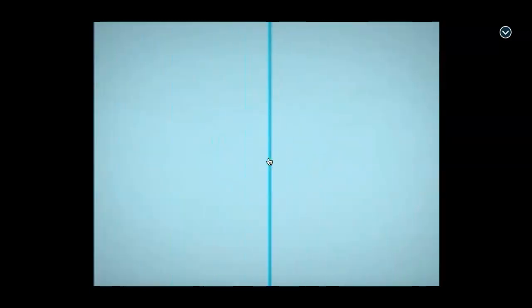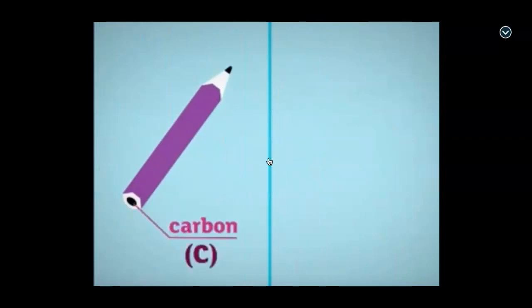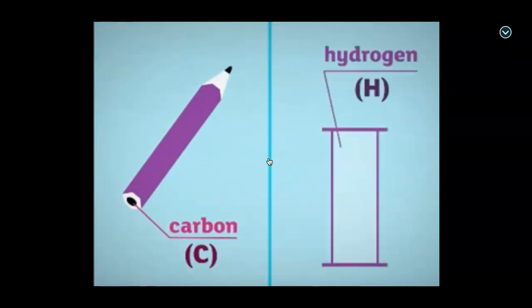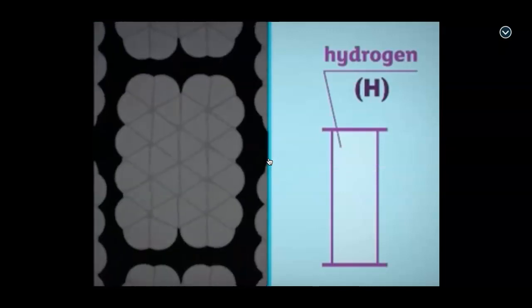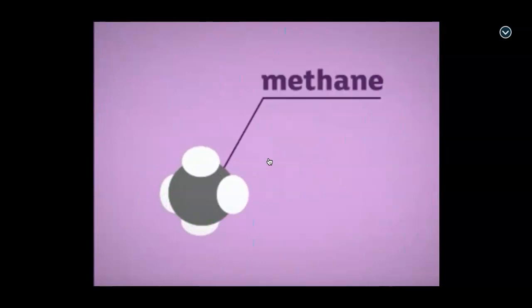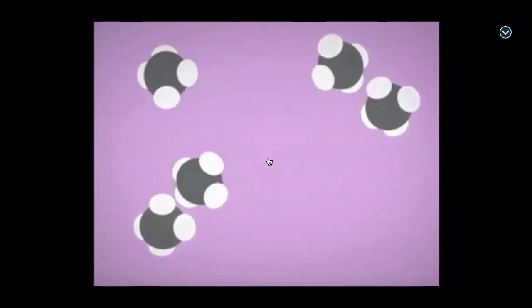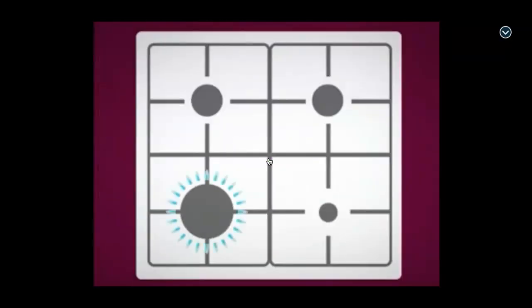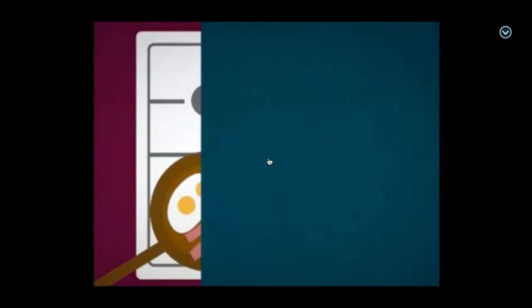Let's start by looking at two important elements: carbon, a black solid, and hydrogen, a colourless gas. Carbon is an element and only contains carbon atoms. Hydrogen is also an element. It only contains molecules of hydrogen atoms. Carbon and hydrogen can join to make a new compound called methane. Methane has completely different properties to the elements that it is made from. It is a colourless gas that burns really well. We use it as a fuel.